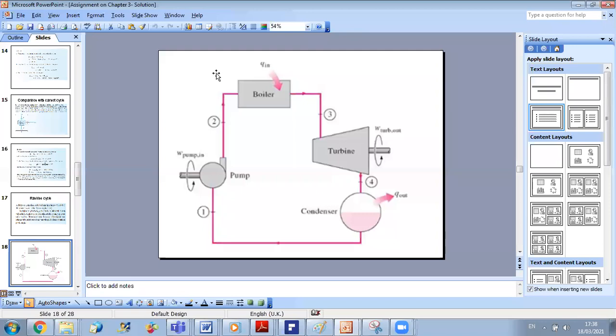Why? Because in general, efficiency is always lower than 100%, while the coefficient of performance in a refrigeration system, COP, can be larger than 1. So this is why in refrigeration systems we talk about coefficient of performance, while in Rankine cycles we talk about efficiency. Okay. So now what we want to do is to calculate the efficiency of this cycle.